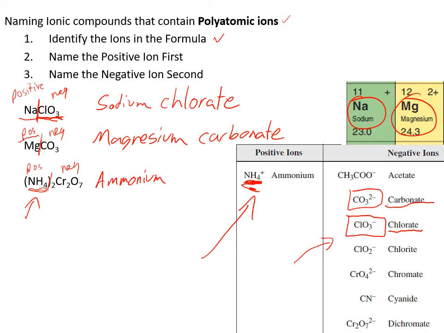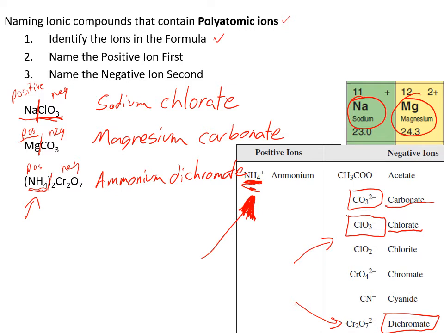And then we have Cr2O7. So we find that one way down there, and it says it's called dichromate. So I'm going to write dichromate right here.